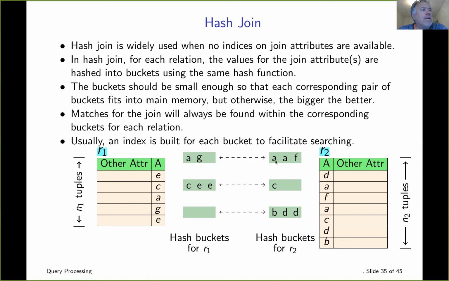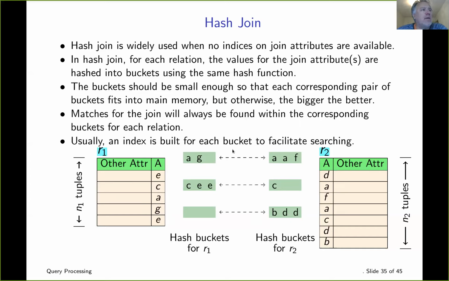Anyways, by doing that, I find all the joins on A, right? And then I go to the next corresponding pair of hash buckets, and I do the same thing. So this is a way that you're going to compute the join. If you think about it, it works. So this is widely used.